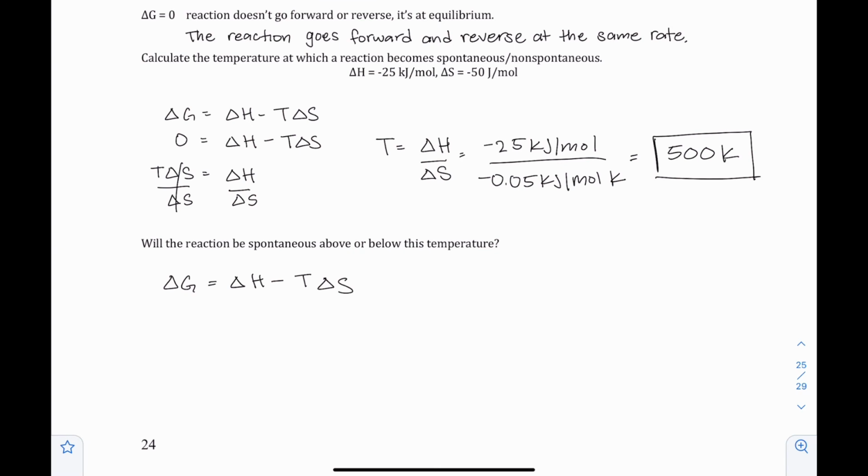500 Kelvin is the temperature at which the reaction changes between spontaneous and non-spontaneous. But the second part of the question asks if the reaction will be spontaneous above or below this temperature. Since delta H is negative and delta S is negative, the temperature needs to be low in order for delta G to be negative, which means the reaction will be spontaneous below 500 Kelvin.